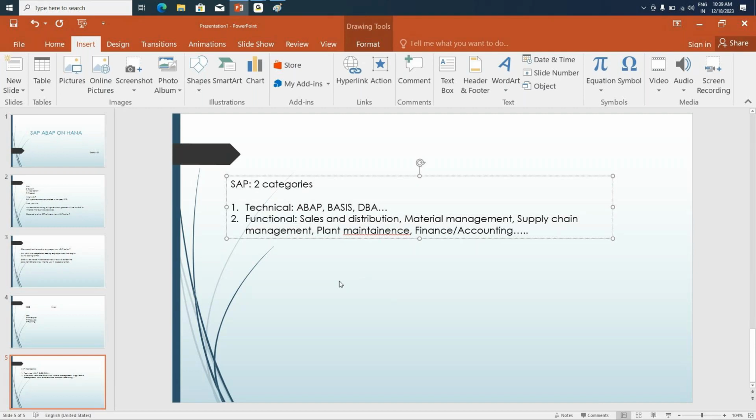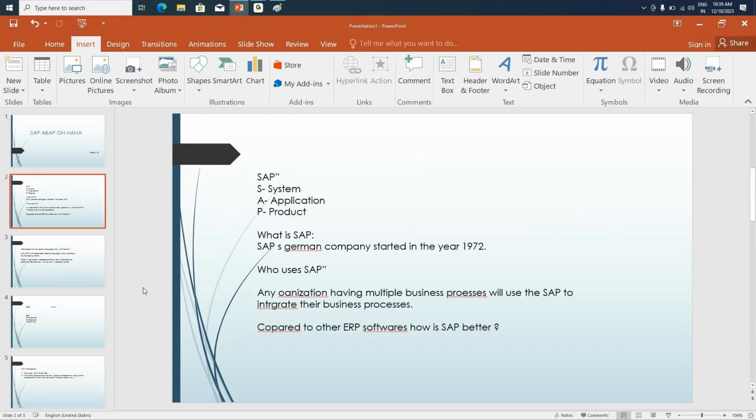All right, so let's have a brief summary of what we have discussed till now. So, firstly, what is SAP? We understood what is SAP. SAP stands for System Application and Product, and SAP is a German company that was started in the year 1972. And this SAP system or SAP software is used to develop the business processes. So, it is a software integrated business development that is used to improve the business processes in an organization.